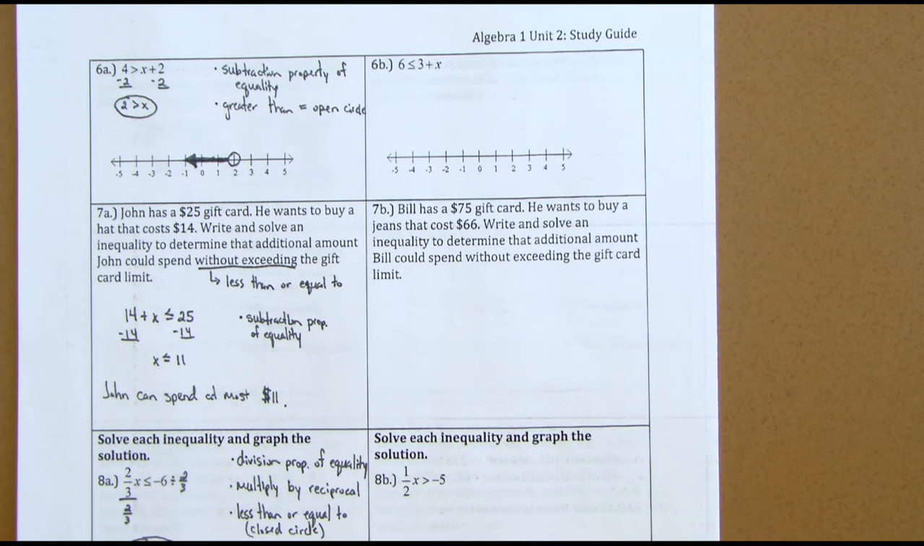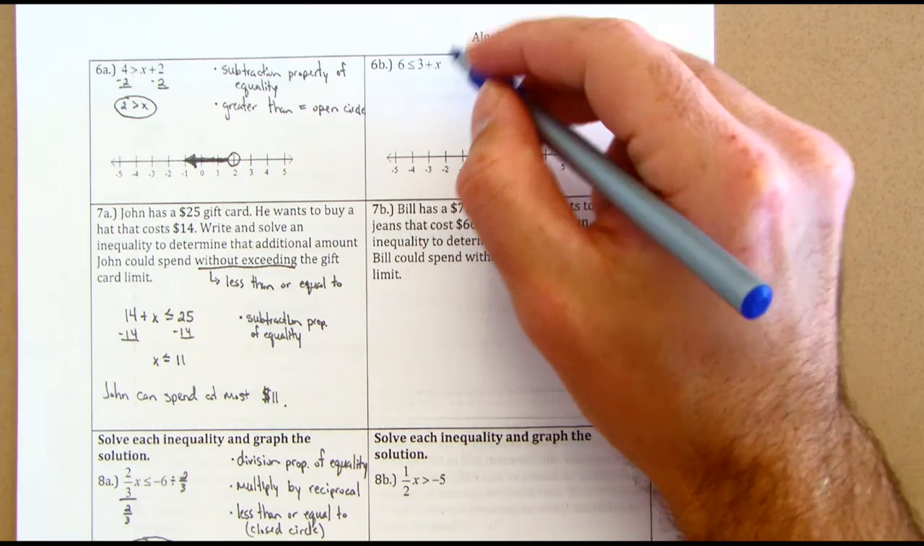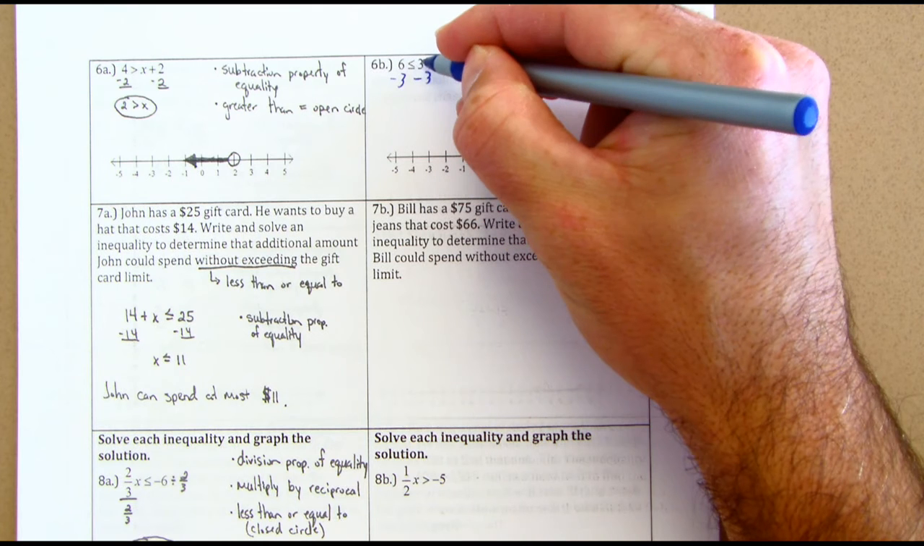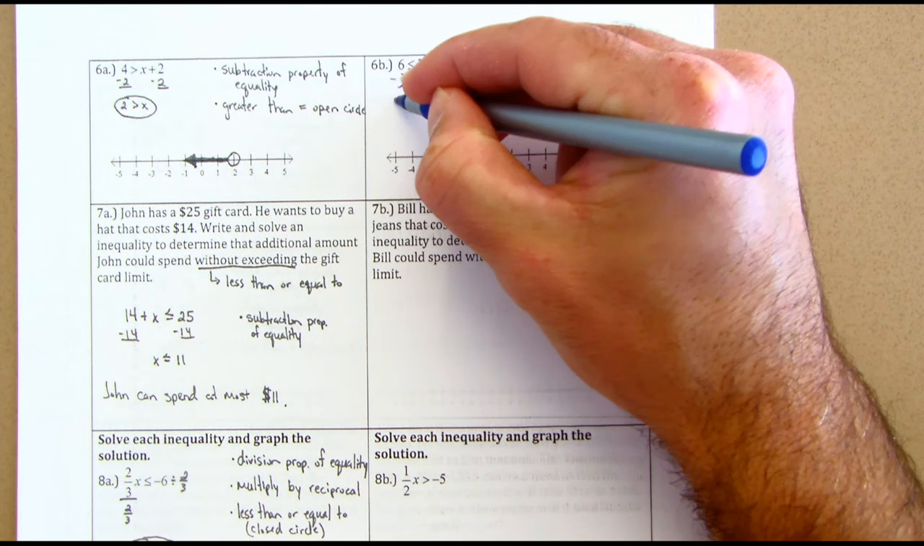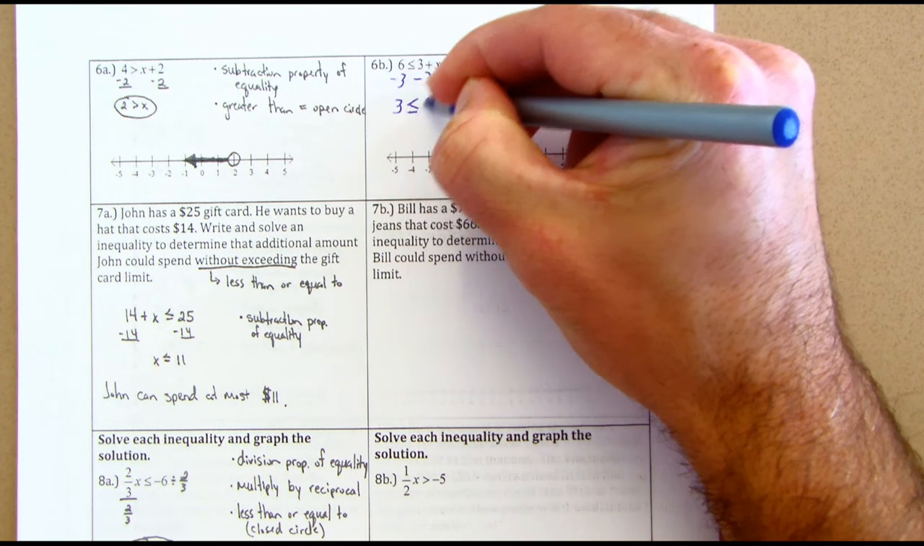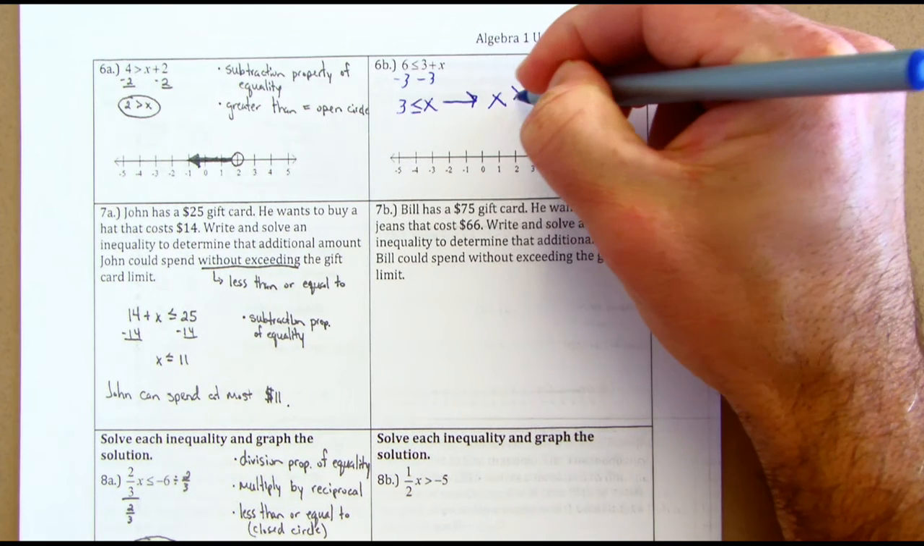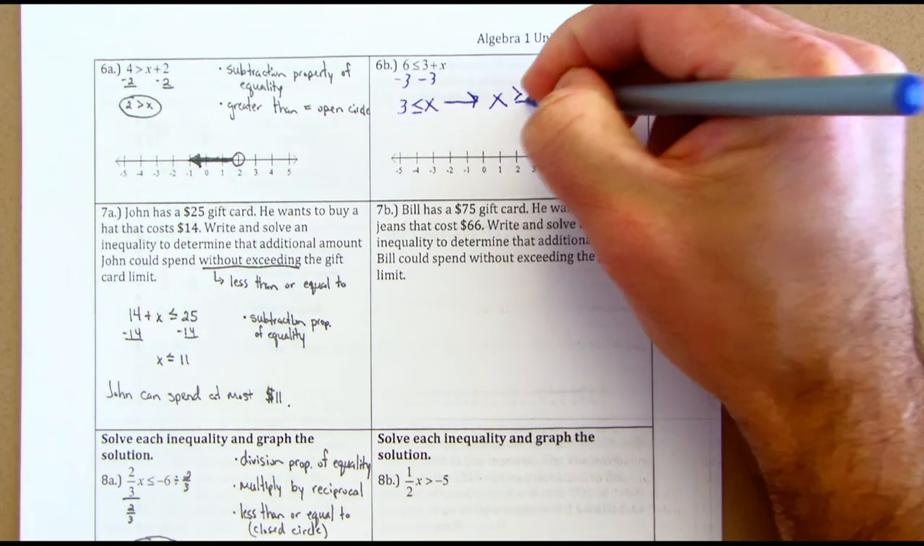All right, so next up here, the variables on the right, that's fine. We just gotta subtract 3 to start here with 6 is less than or equal to 3 plus x. So we end up with 3 is less than or equal to x. Just rewrite this with the variable on the left, so x is greater than or equal to 3.